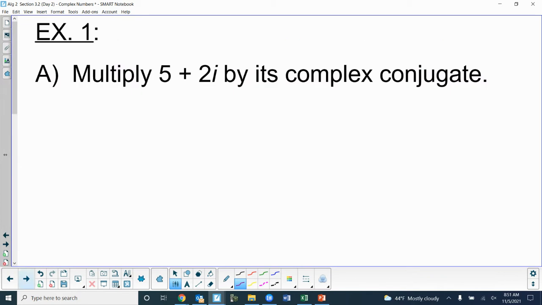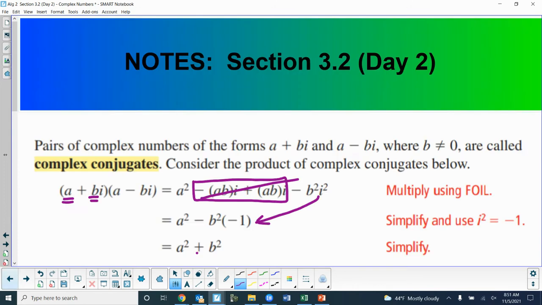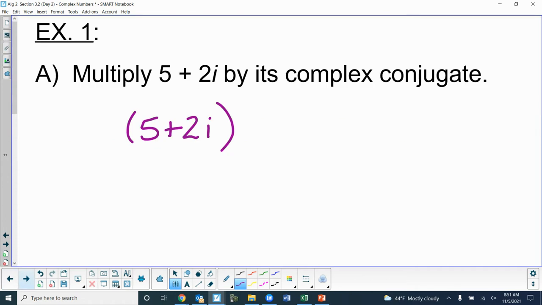All right? So what's the complex conjugate of 5 plus 2i? What's its conjugate? Nobody? a plus bi, a minus bi. It's just that one. 5 minus 2i. Yeah, that's all.